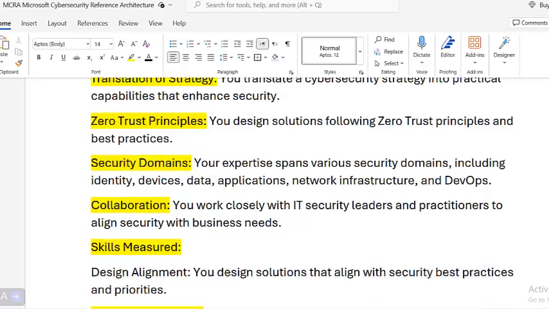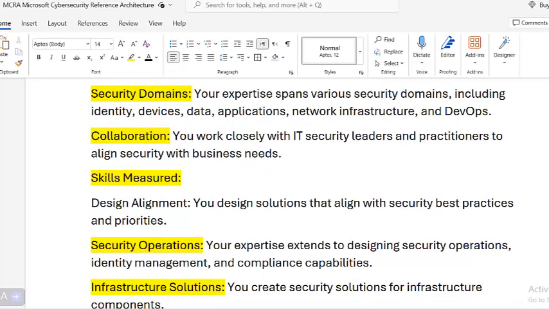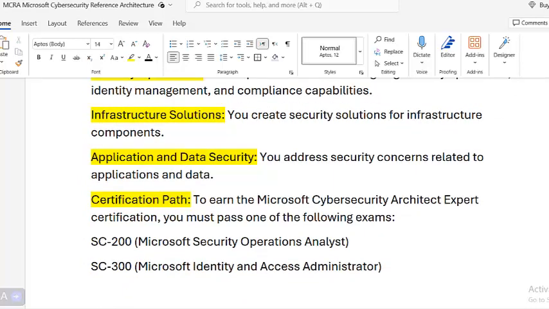Skills measured. Design alignment: you design solutions that align with security best practices and priorities. Security operations: your expertise extends to designing security operations, identity management, and compliance capabilities. Infrastructure solutions: you create security solutions for infrastructure components. Application and data security: you address security concerns related to applications and data.